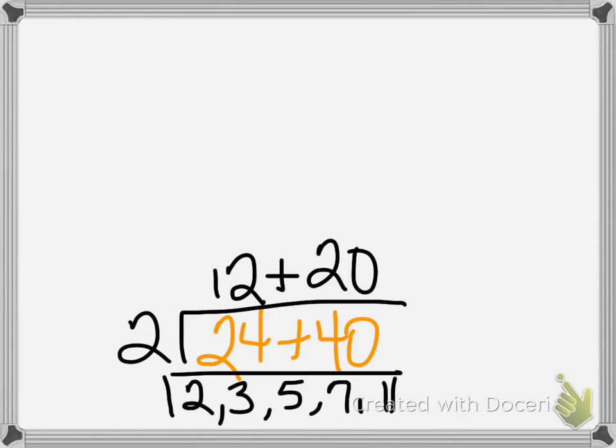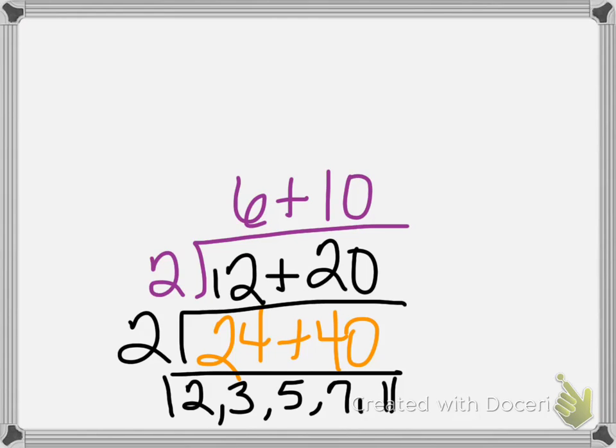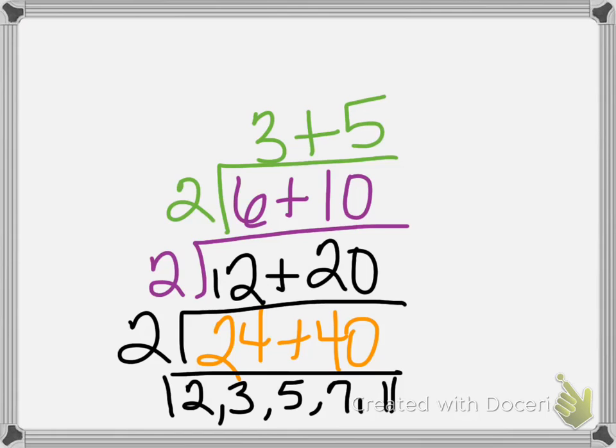And then next one, let's go with a 2 again. 2 can go into 12 6 times. 2 into 20, 10. Ooh, I think we've got one more. Let's go with another 2. 2 can go into 6 3 times. 2 can go into 10 5 times. Now I'm looking at what I've got left.